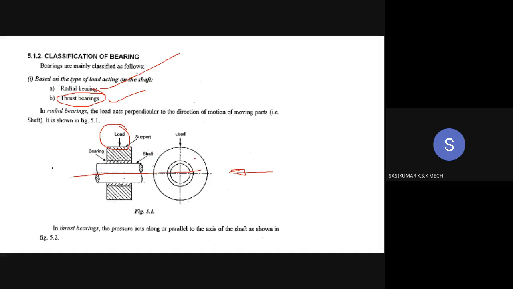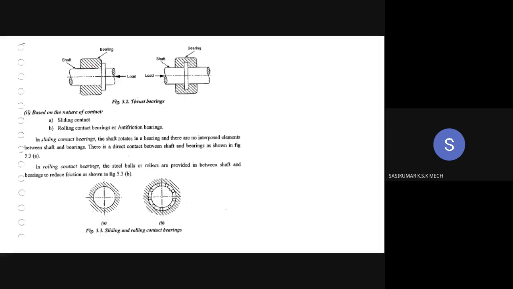Okay, so there is a next category. Here you have a shaft element, you have a bearing element, and the load is acting in this direction. So this is called a thrust bearing. When the load acts in a radial direction, it is called a radial bearing. When the load acts in a parallel direction or along the axis, then it is called a thrust bearing.